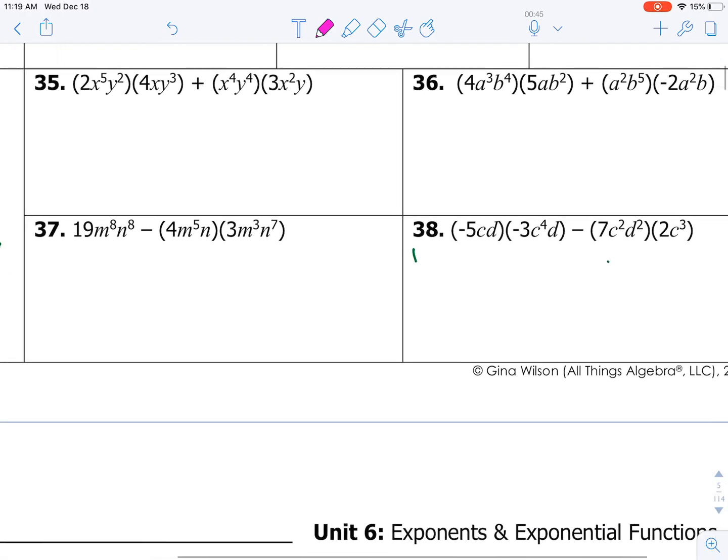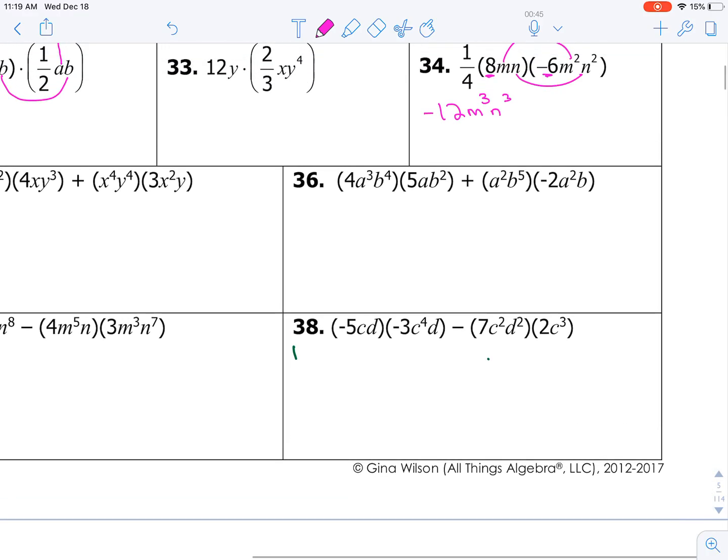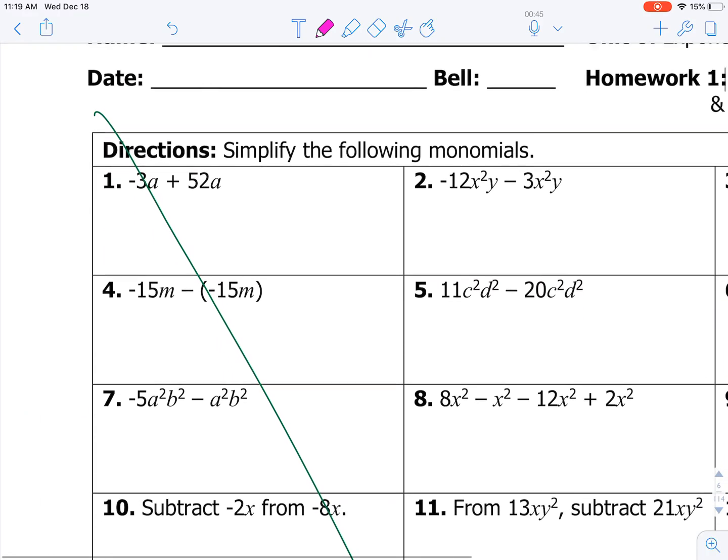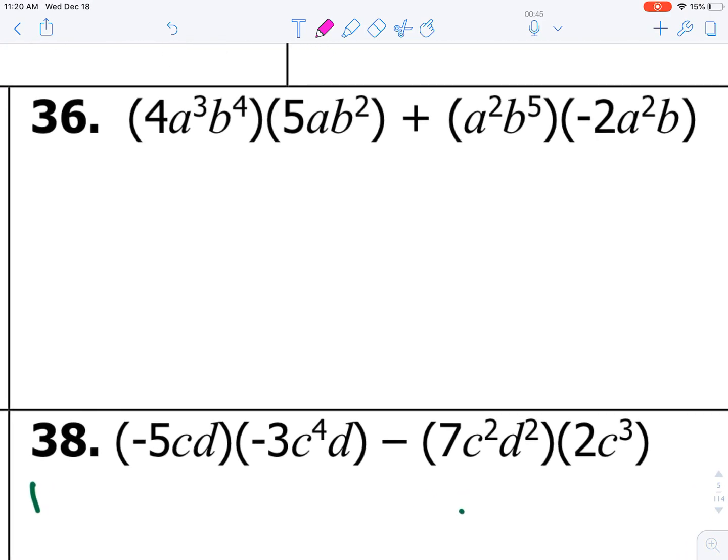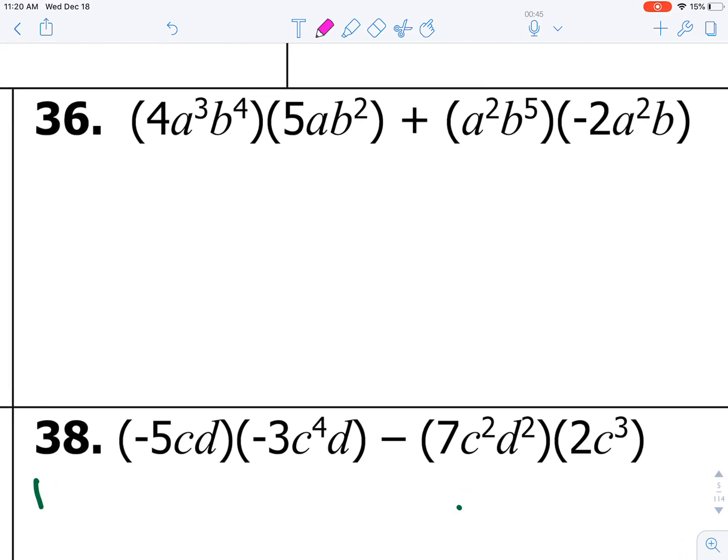Okay. I think you can get those. Maybe I didn't do one of those. I should do one of these. Okay, I want to do 36. So we got our addition here. So we got to figure out all of that and see if we can add them.